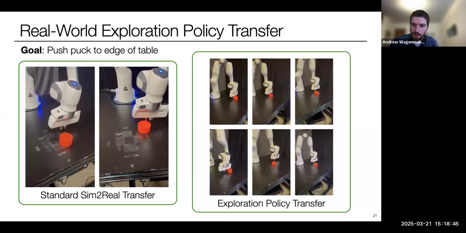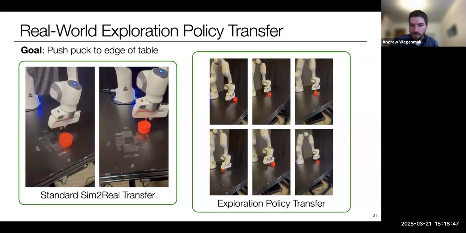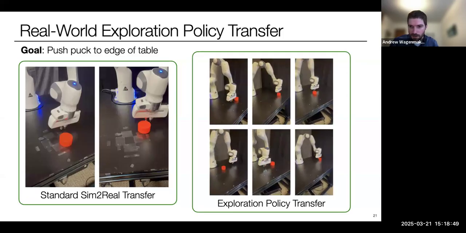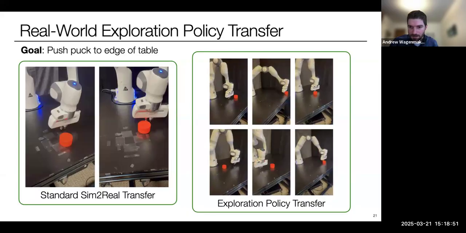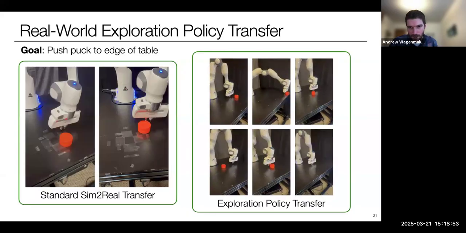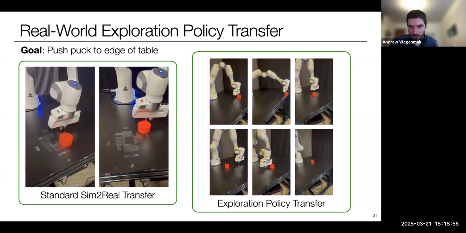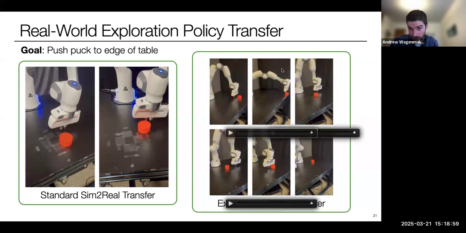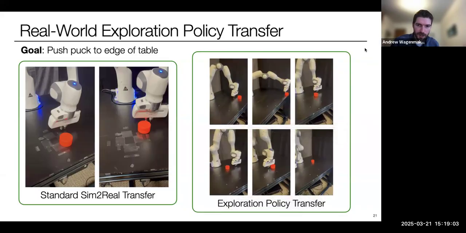Now when we deployed these in real, we got some diverse behaviors. Sorry, the video is maybe a bit choppy. But basically the point is these policies did different things. Most of them didn't really solve the task or get close to solving the task. There's one that actually did pretty well. But the point is when we deploy these policies in real, it makes the robot do a lot of different but still reasonable things. And this gives us a lot of useful data.